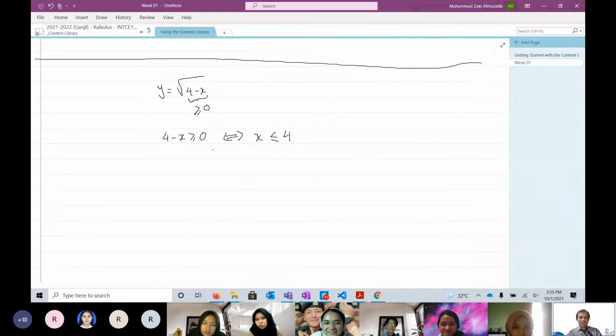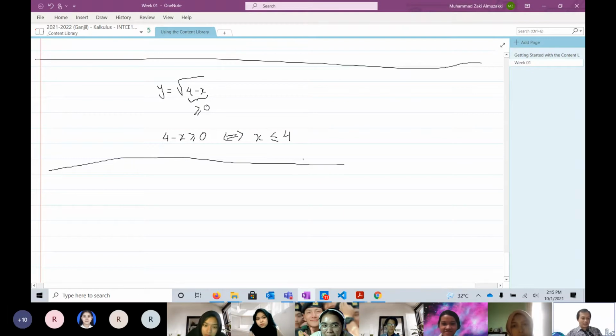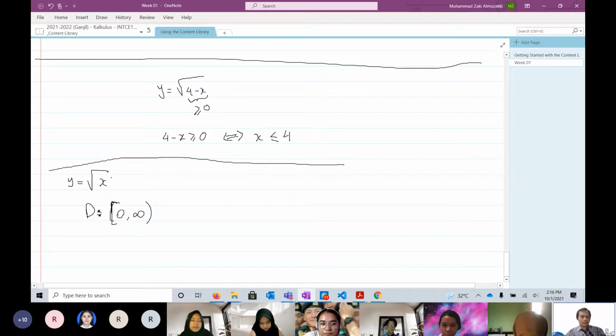Good explanation, but let me start from this function. y equals square root of x. The domain here is from 0 to infinity. As long as x is not negative, then this function is defined.